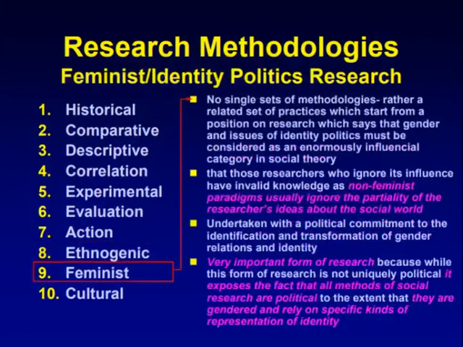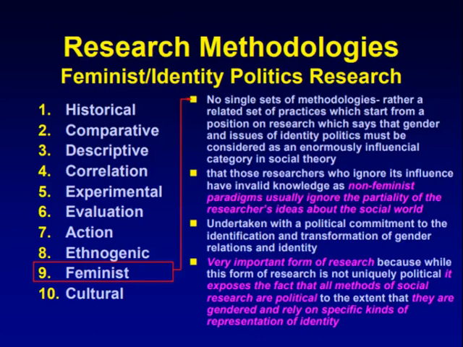In feminist or identity politics research methodology, there is no single set of methodologies, rather a related set of practices which start from a position on research which says that gender and issues of identity politics must be considered as an enormously influential category in social theory, that those researchers who ignore its influence have invalid knowledge, as non-feminist paradigms usually ignore the partiality of the researcher's ideas about the social world. It is undertaken with a political commitment to the identification and transformation of gender relations and identity.